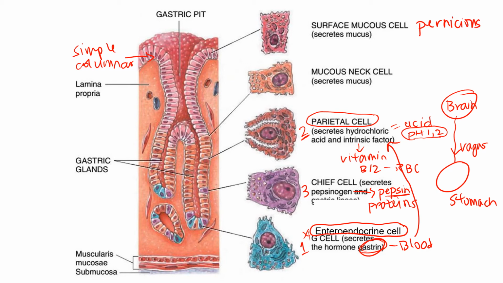Also on that same page, if you go down about 2 bullet points, just a reminder that we do have mucous neck cells and surface mucous cells, these two here at the top, and they are necessary to help produce a thick layer of mucus that covers this simple columnar tissue, and that keeps the stomach from digesting itself. So that creates a thick protective lining of mucus in the stomach.